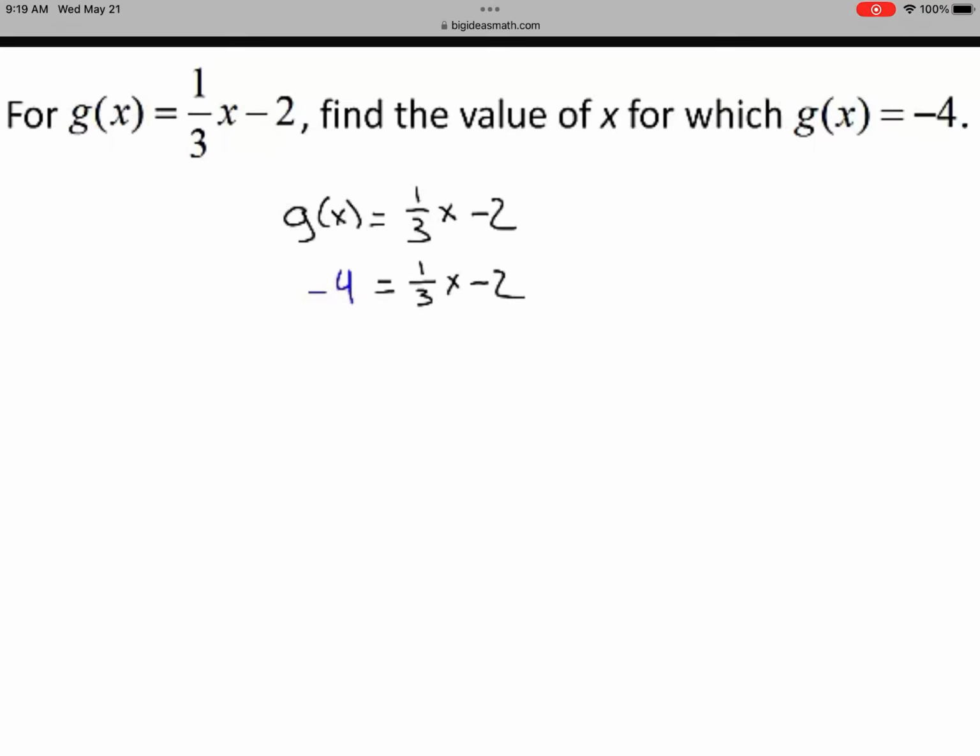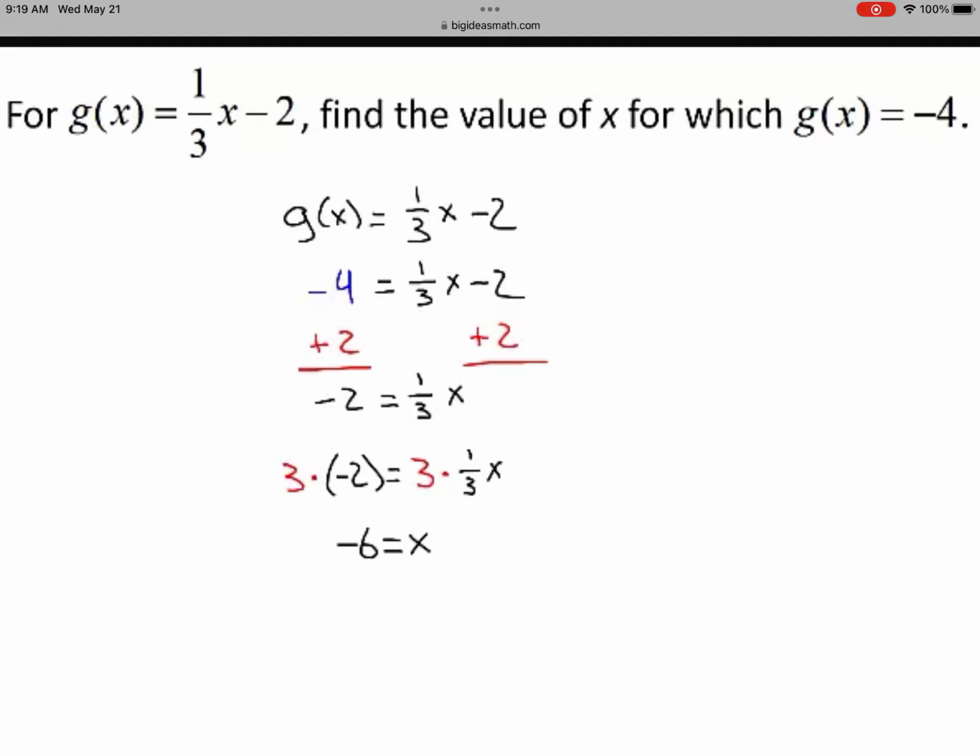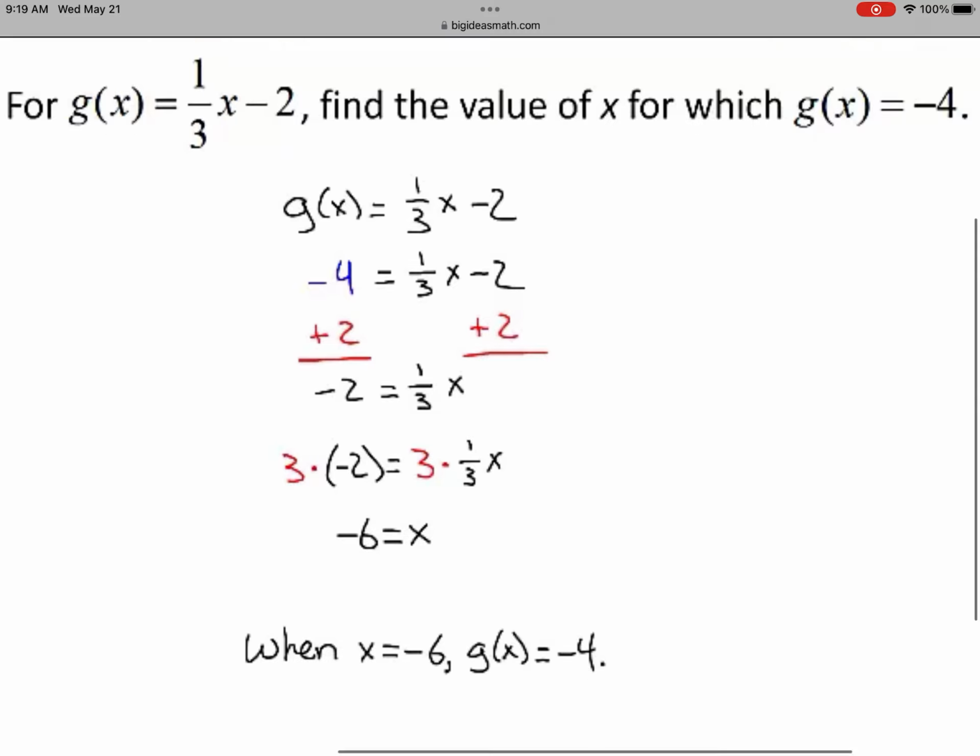To solve for x, you first want to add 2 to each side of the equation, which gives negative 2 equals 1/3 x. Next you want to multiply each side of the equation by 3, which simplifies to negative 6 equals x. So when x equals negative 6, g of x equals negative 4.